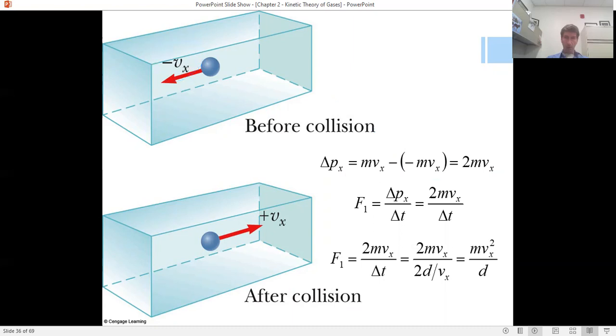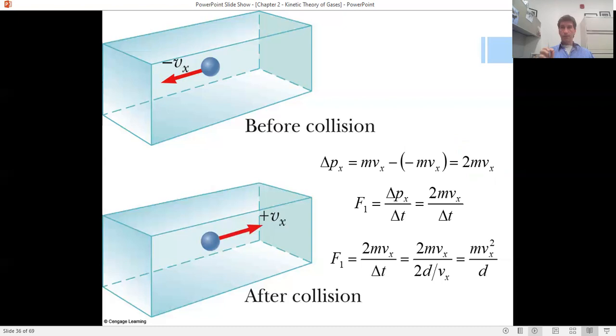Okay, if we look at in total what the impulse on the wall is, we are going to have a total impulse of 2mvx. Basically, again, it comes in with the same kinetic energy that it goes out with. So it comes in with negative mvx in momentum, bounces off with positive mvx, transferring momentum.